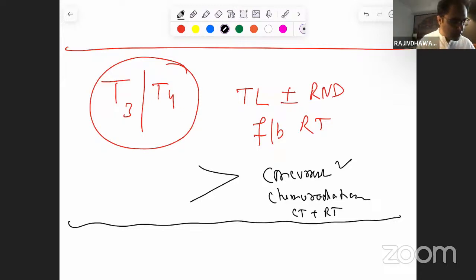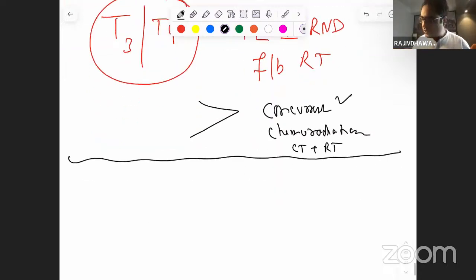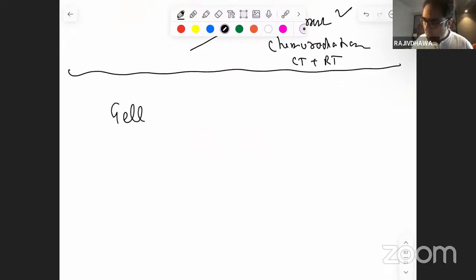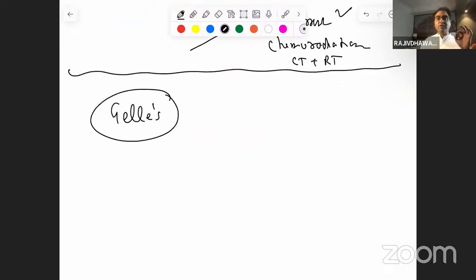Chemoradiation. Okay. Now, Gelle's test, beta, very good. Gelle's test is a test for otosclerosis, beta. Now, what is otosclerosis? Fixation of the stapes footplate. The ossicles are tight actually. So what happens, beta?